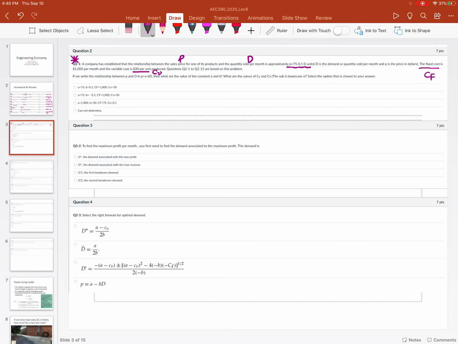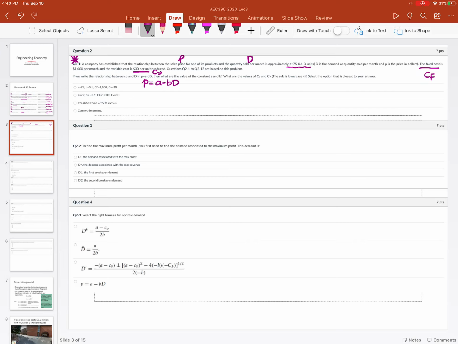And all the other questions are based on this problem. So if we write the relationship between P and D in a formula like P is A minus BD, that's a generic formula or equation we have introduced in the class. Then what are the values of the constants A and B?